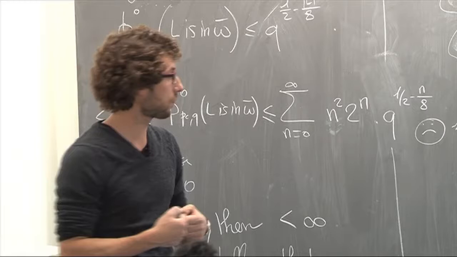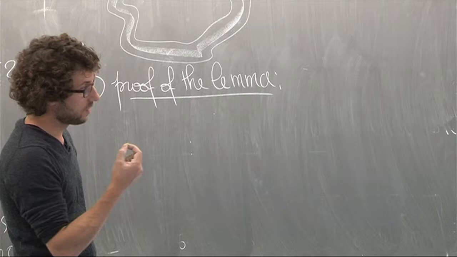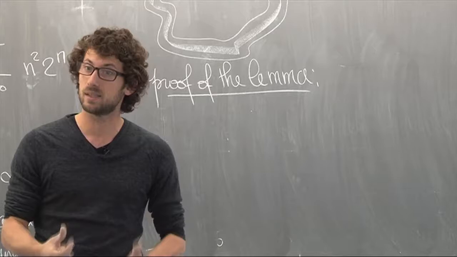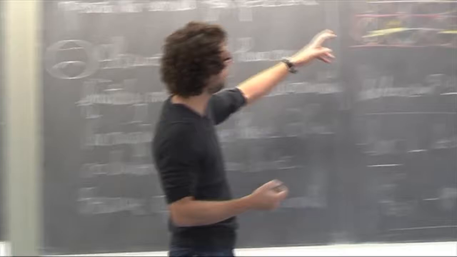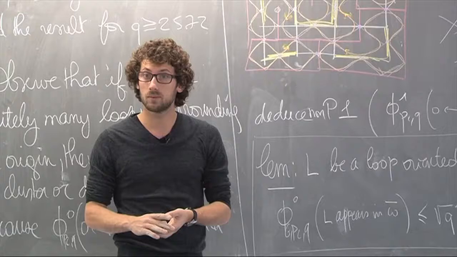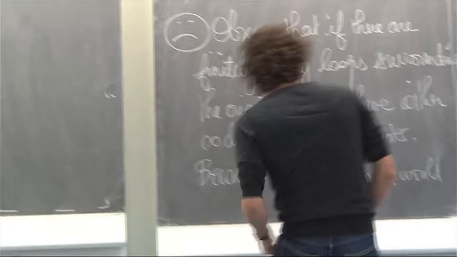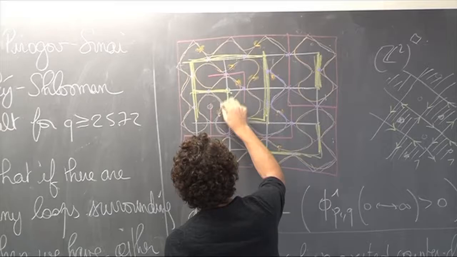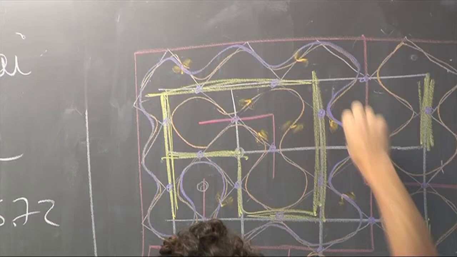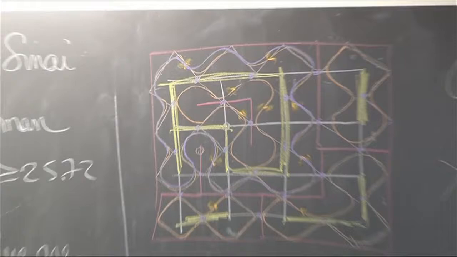So here, I want exactly to harness this fact that if you have a big loop, you want to replace it by many small loops. The problem is that if you remove a big loop, it's not clear how you add small loops. Okay, let's remove this loop. So let's say we are working with this loop here. We want to say that if you remove it, you could add plenty of loops. So okay, you can do that.